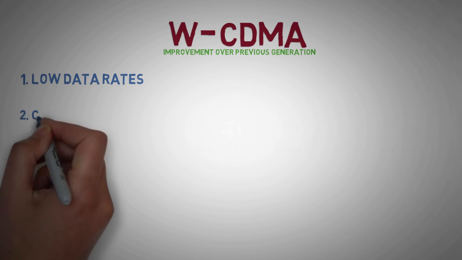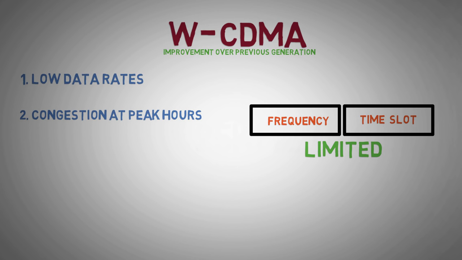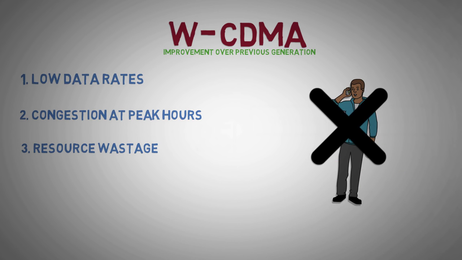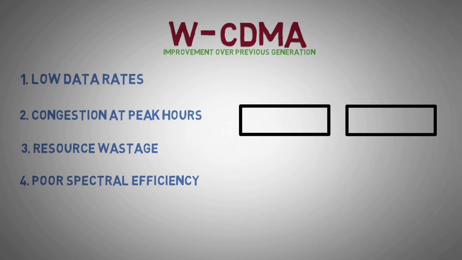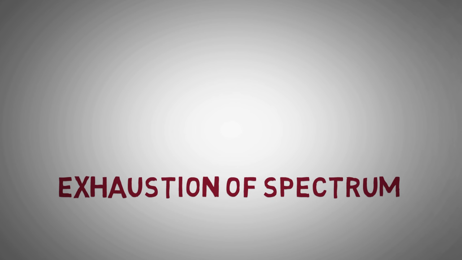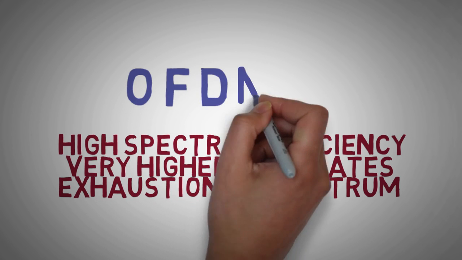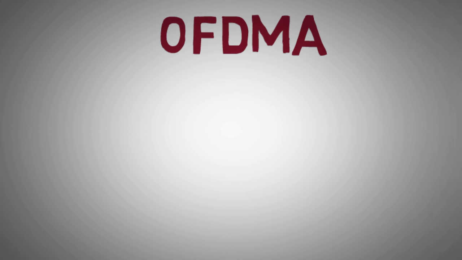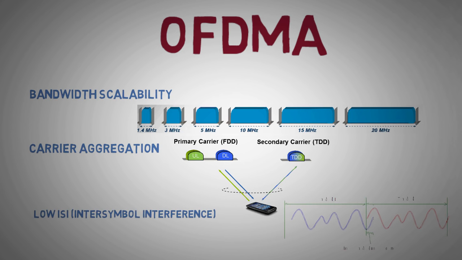Second, congestion at peak hours, as the frequency chunks and time slots were very limited. Third, resource wastage, resources remained idle when users were inactive. Fourth, poor spectral efficiency, due to guard bands and guard periods used to avoid interference. But exhaustion of spectrum, need for even higher data rates, and spectral efficiency led us towards OFDMA. OFDMA comes with several advantages over WCDMA like bandwidth scalability, carrier aggregation, low intersymbol interference.